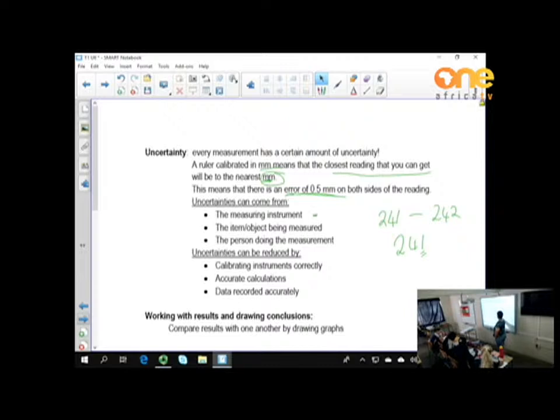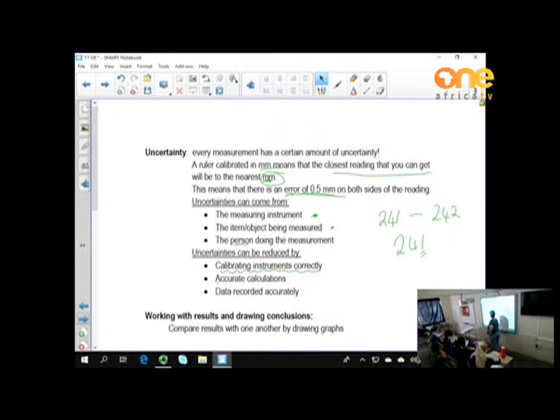The uncertainties come first and foremost from the measuring instrument. Then the object being measured, if it's moving or if it's a very soft material with not a well-defined edge, there are certain factors that can make it difficult to measure things. And then the person doing the measurement: if he knows what he's doing, there should be smaller errors than if he doesn't. Uncertainties can be reduced by calibrating instruments correctly. For example, if I work with the balance in the chemistry lab and I want to measure the mass of a specific substance, I zero the balance before I put the substance on it.